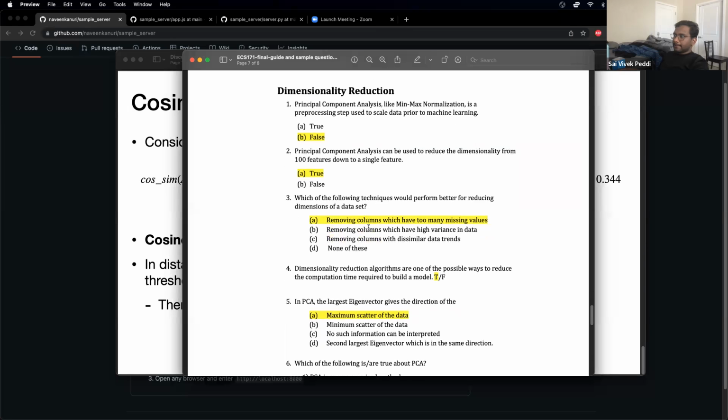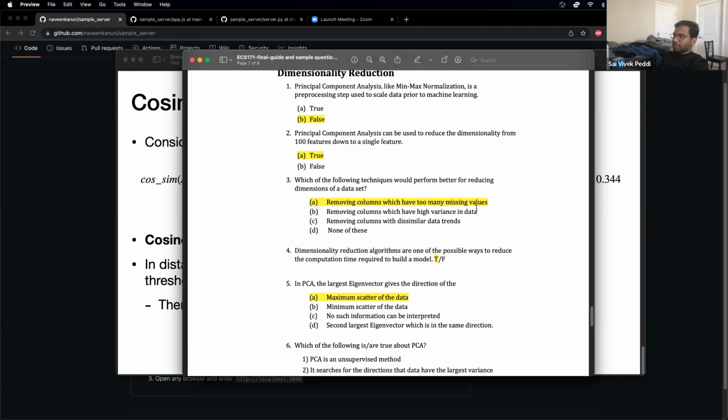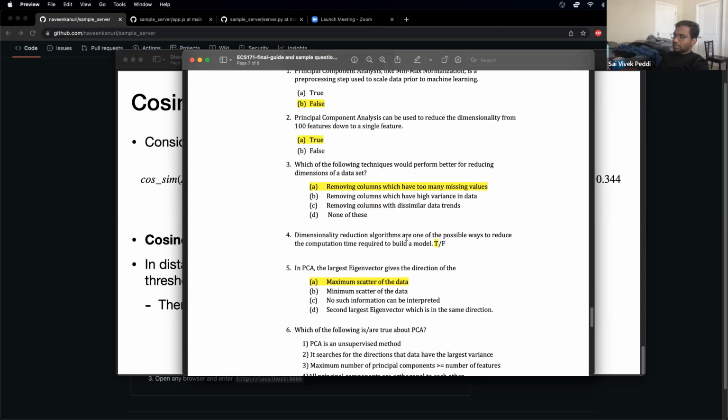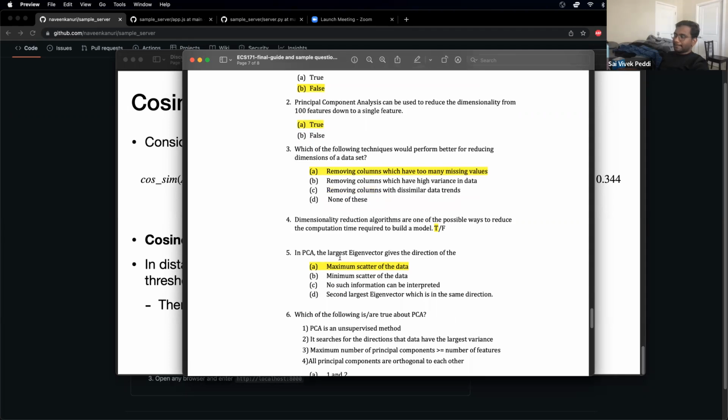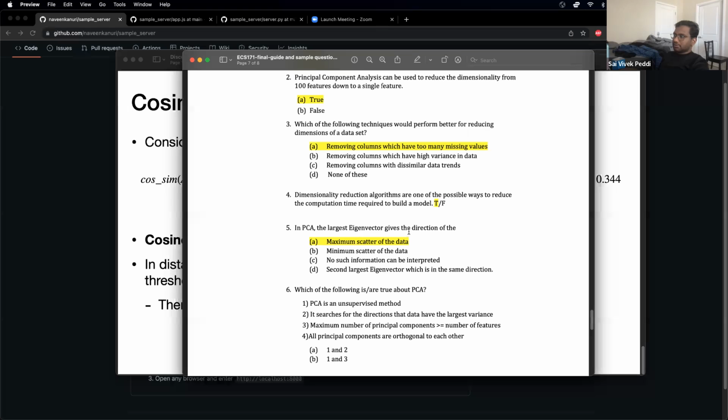Yes, that's true. Which of the following techniques would perform better for reducing the dimensions of a data set? Removing columns with too many missing values would always be more beneficial than the other options here. Dimensionality reduction algorithms are one of the possible ways to reduce the computation time required to build the model. Obviously, that's the whole point of PCA. In PCA, the largest eigenvector gives the direction of the maximum scatter of data. Minimum scatter of data, no such information can be interpreted. Second largest.